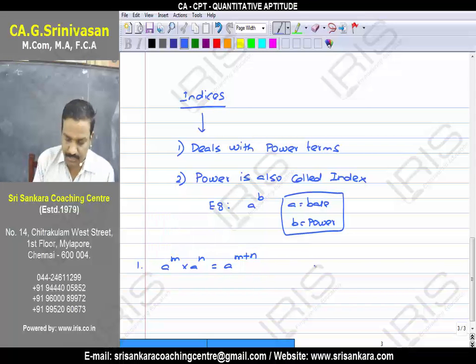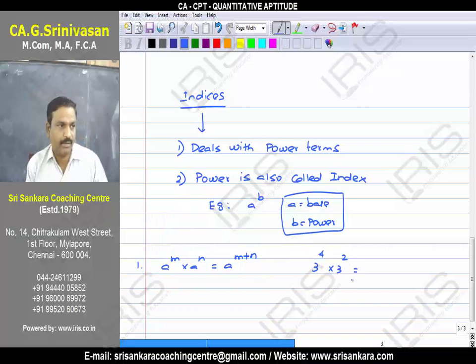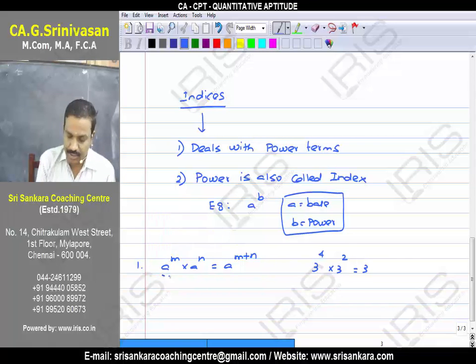For example, suppose if I say 3 power 4 into 3 power 2. When you multiply power terms, the bases should be same. So a very important condition here is we need to have the same bases. If you have same bases, you can apply the formula. In that case, we have to add the powers. So it's going to be 3 power 6.